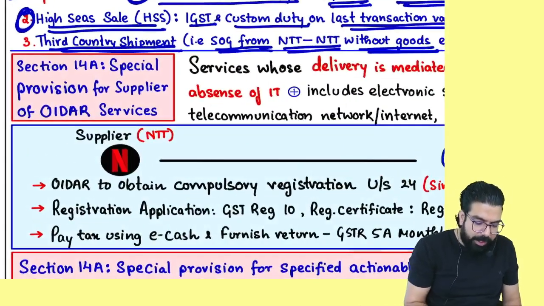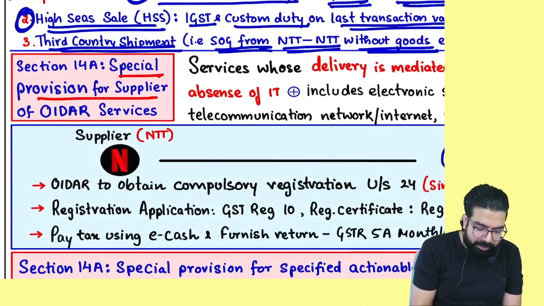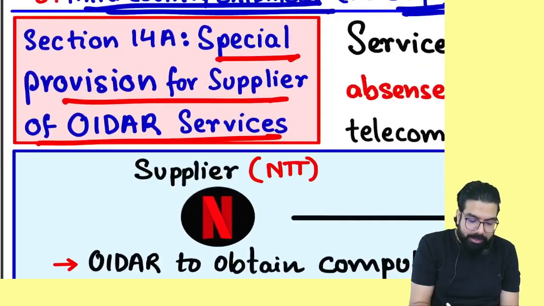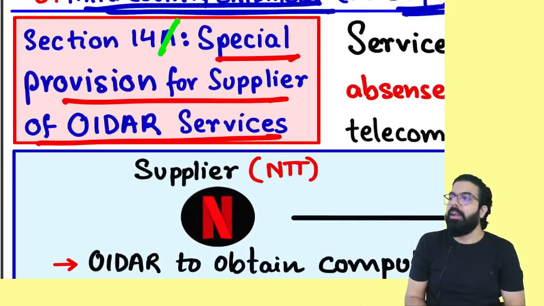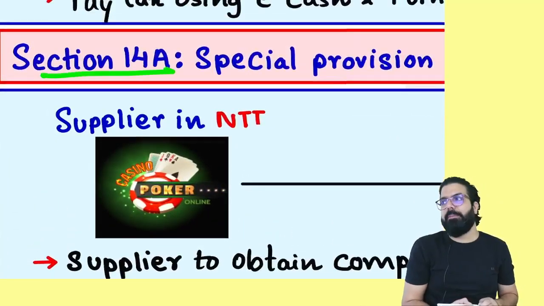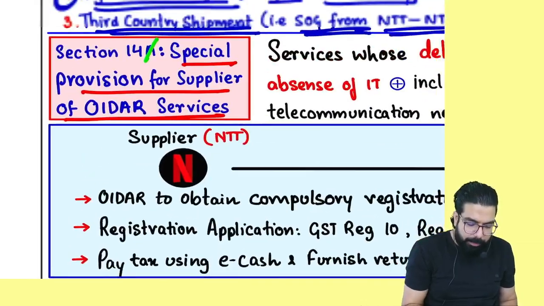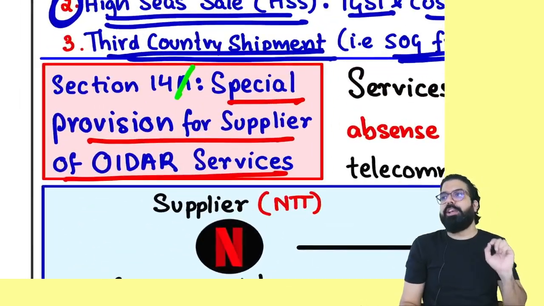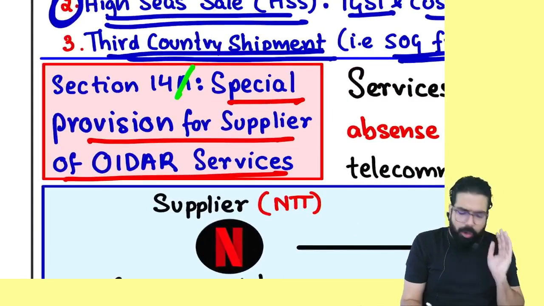Now, the next one over here is special provision for services of what? OIDAR. This section is not section 14A, this section is section 14. The next section is 14A. By mistake, it has come over here. So you have to remember, it is section number 14. I hope you remember.